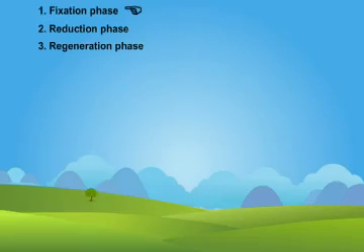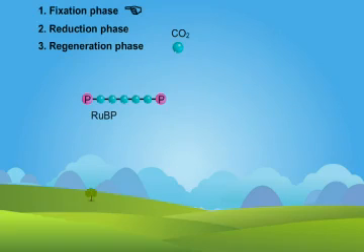In carboxylation phase, carbon dioxide from the atmosphere combines with a 5-carbon molecule called ribulose bisphosphate or RuBP. Now this process of fixation of CO2 into a stable organic intermediate is called carbon fixation. This reaction is catalyzed by RuBP carboxylase, commonly known as RuBisCO.